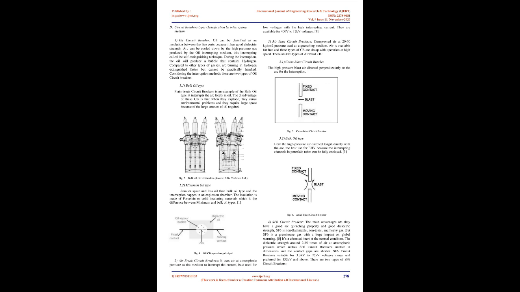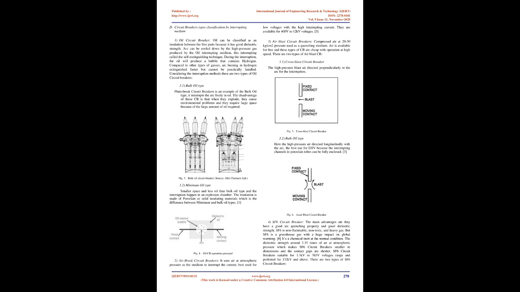3. Air blast circuit breakers. Compressed air at 20 to 30 kg/cm2 pressure is used as a quenching medium. Air is available for free and these types of CB are cheap, with operation at high speed. There are two types of air blast CB. 3.1. Cross blast circuit breaker. The high-pressure blast air is directed perpendicularly to the arc for the interruption. Fig. 5. Cross blast circuit breaker.